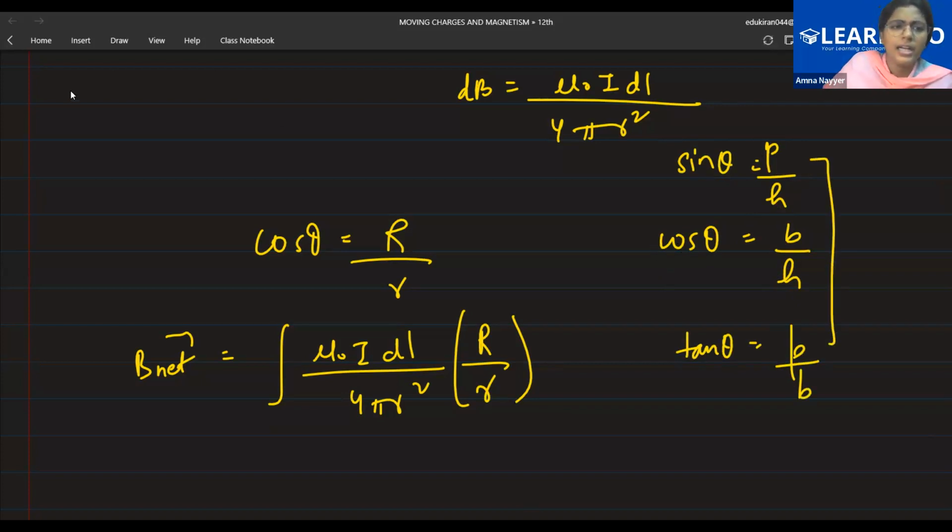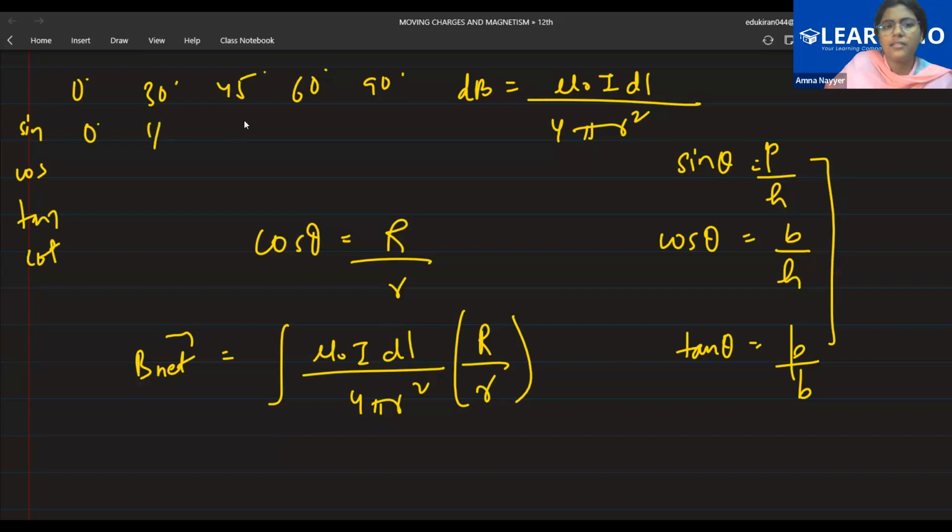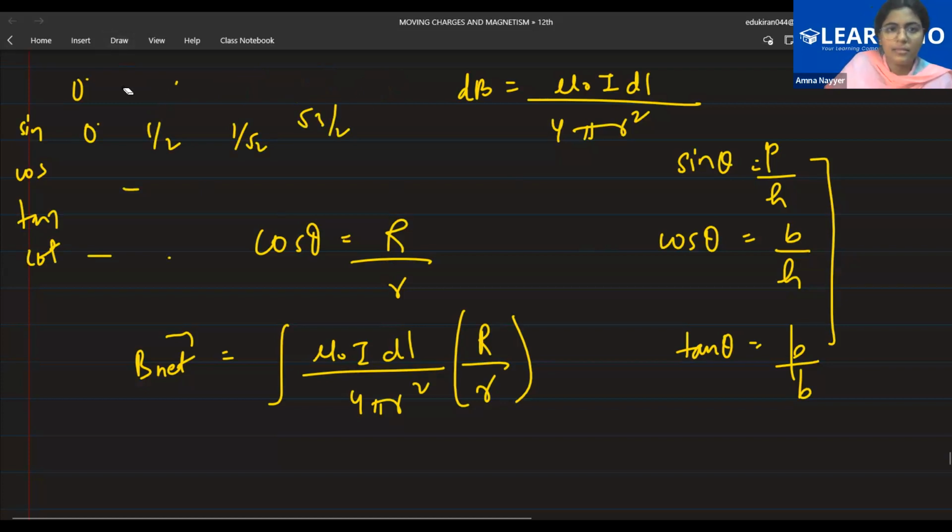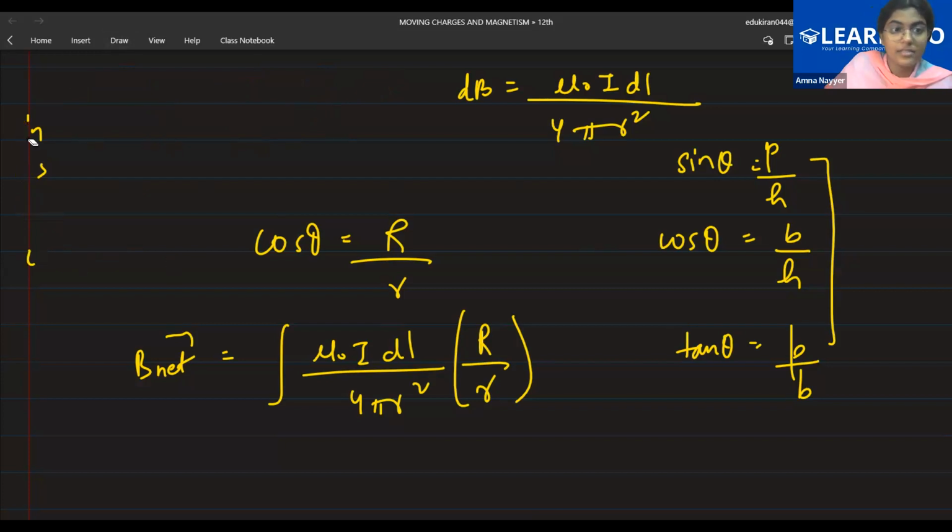There's a table which has 0 degree, 30 degree, 45 degree, 60 degree, 90 degree. Sine values, cos values, tan values, cot values, all these are written. Like sine 0, this is half, 1 by root 2, root 3 by 2, like this, all the values here. This is the table. Without this table, you can learn the derivations, but you will not be able to solve the questions. Okay, so this is very important.